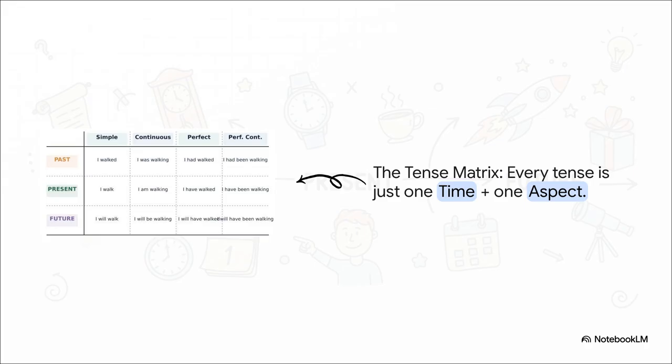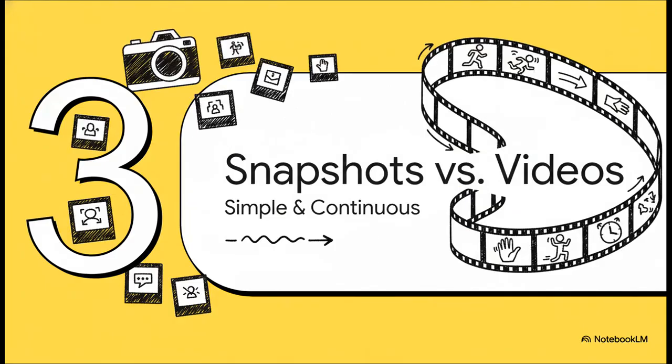Every tense is just one box where a time and an aspect intersect. You take past, you add simple, boom, you get "I walked." You take present, you add continuous, you get "I am walking." It really is that straightforward. So let's start building our understanding with the first block. We'll kick things off with the two most common aspects you're going to see, simple and continuous.